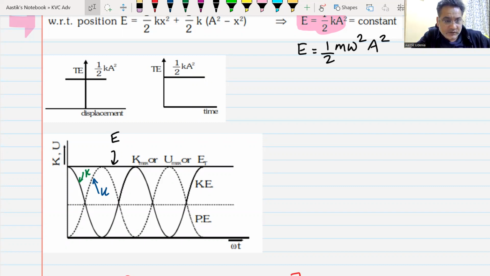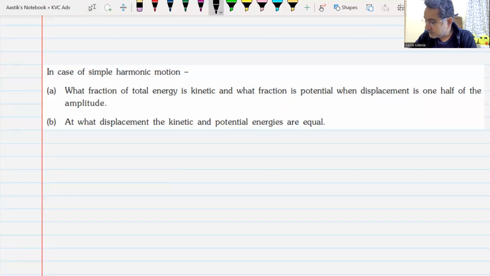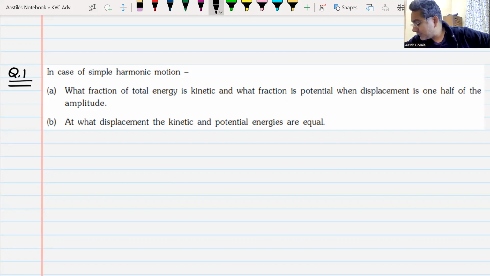Okay, so I'll give you one small example, and you need to tell me the answer. Remember, these are the pet type of questions that have come many times. Question number 1 for today. In case of simple harmonic motion, what fraction of total energy is kinetic and what fraction is potential when the displacement is 1/2 of the amplitude? The second one is, at what displacement are the kinetic and potential energies equal?